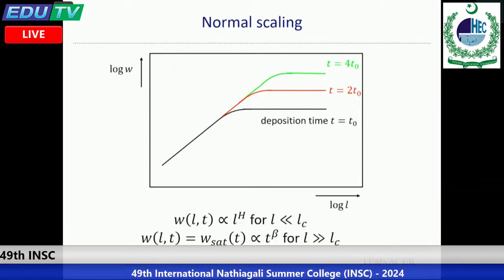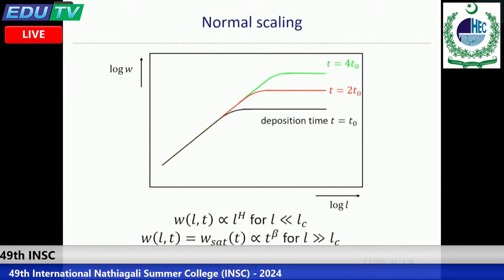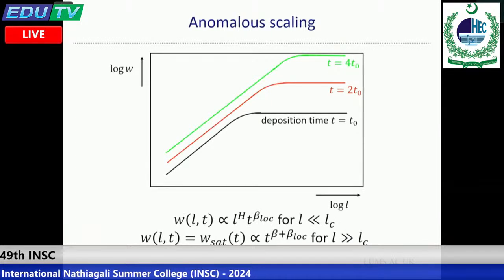So what that's telling you is if you've got normal scaling, you automatically have surface coarsening. But it's also possible to have something called anomalous scaling, which means basically the difference is that you have a power law dependence also for small l. If you look at the actual graphs, the only difference really is that the roughness at the small length scale also increases. And physically, what that's telling you is that the slope is increasing as well.